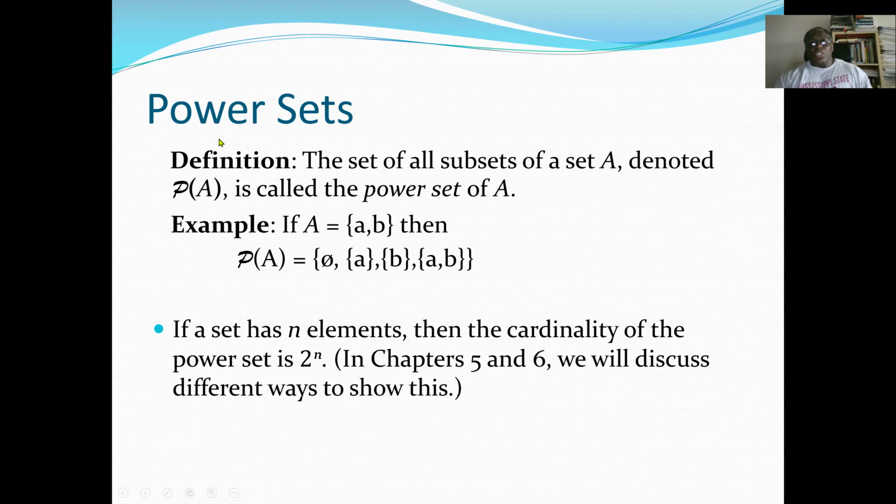We also have what we call the power set. A power set is the set of all subsets of set A, denoted by P(A). For example, if A has elements a and b, then the power set of A will be the empty set, {a}, {b}, and also {a, b} together.